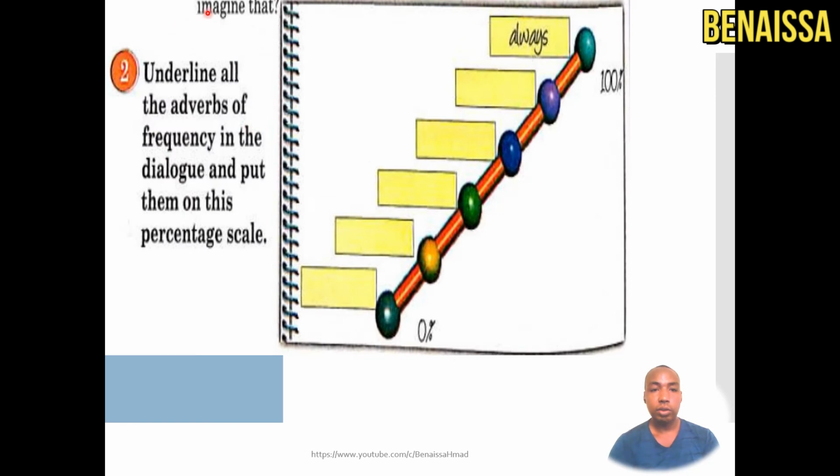Now let's try to move to underline all the adverbs of frequency in the dialogue and put them on this percentage scale. نحاول أننا ندير سطر تحت جميع الكلمات التي تدل على frequency، التردد أو تكرار شيء. ونكتبهم في الدائرة اللي هنا. This one. For example, there is always. عندك present بتعاود دائما.